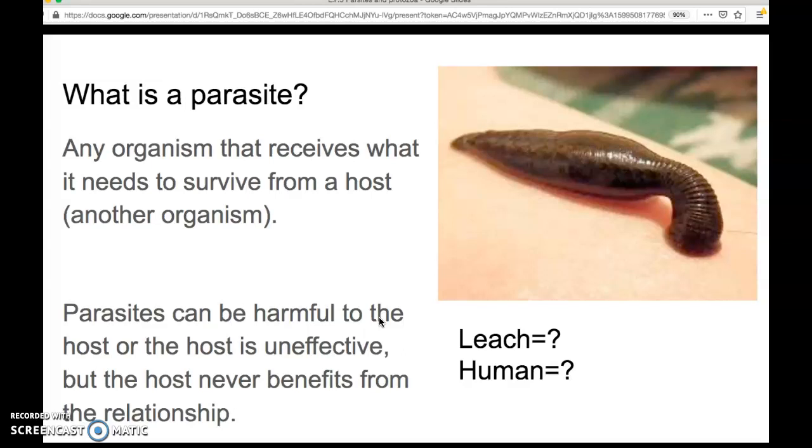So in this case, the leech is our parasite, while the human is the host. The human is definitely not benefiting from the leech. They are used sometimes in medicine for an idea of blood cleansing. They are used sometimes today still. It was very, very common back in the Middle Ages and before technology really advanced for doctors to come in and try to heal a sickness with leeches. It's not as practiced today, but some people do still do it.